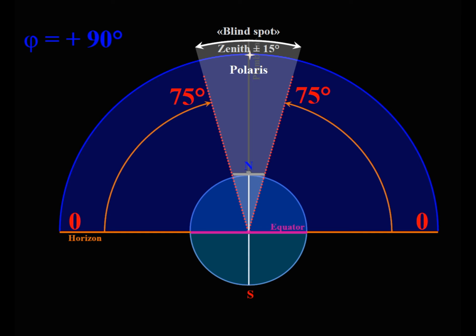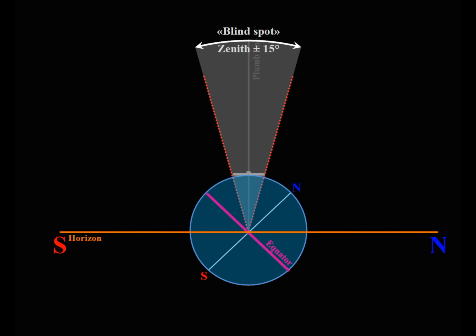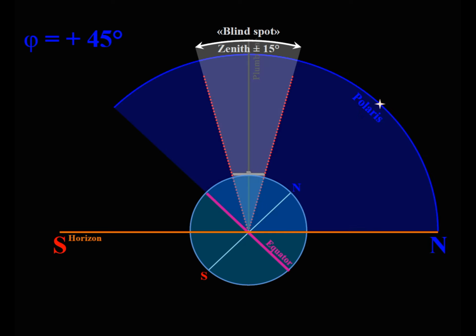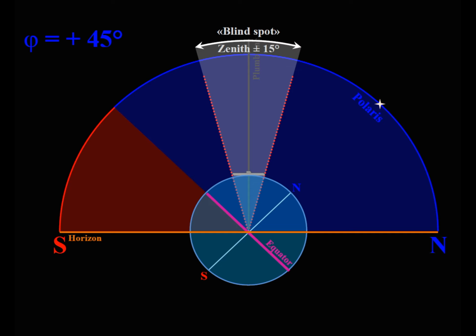If the observer is at 45 degrees north latitude, then he can observe Polaris at an altitude of about 45 degrees. Most of the northern sky is available for observation. On the southern side of the horizon, stars that have a southern declination are available for observation.